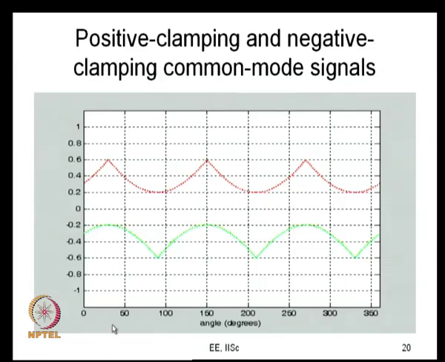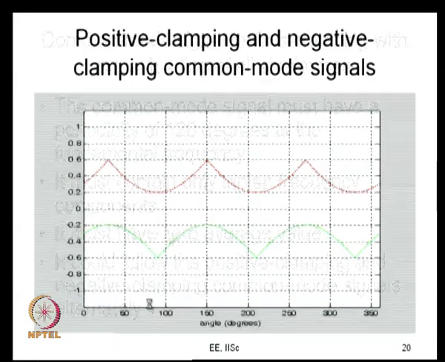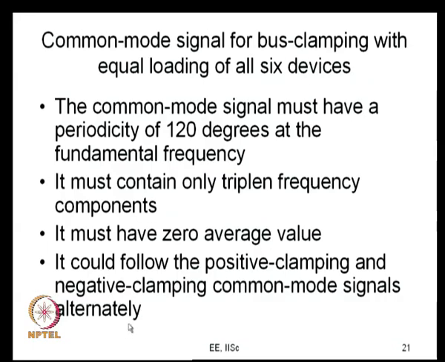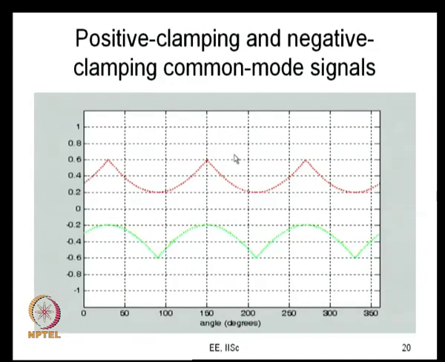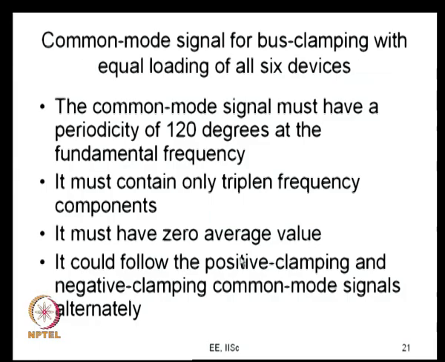So, your question is how do you go about doing that, and there are several ways in which you can follow the 2 different waveforms. All the different bus clamping methods are different examples of how you are doing this. So, if you look at this, certain rules here are: the common mode signal must have a periodicity of 120 degrees. If you see, this itself is periodic by 120 degrees, this is also periodic by 120 degrees, so you have a periodicity of 120 degrees at the fundamental frequency.